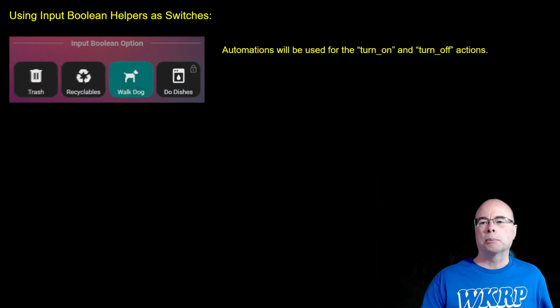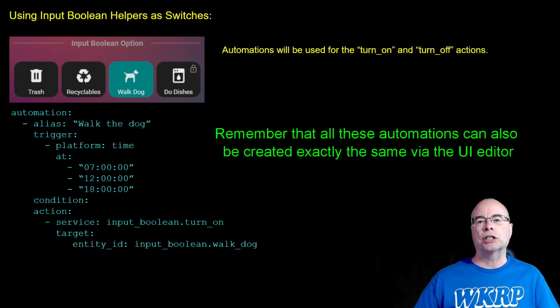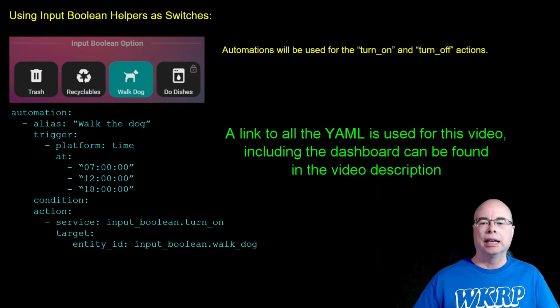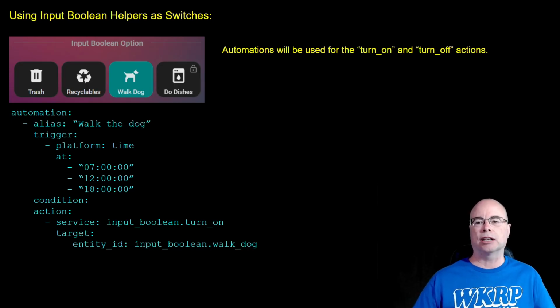And here's another simple example of it's time to walk the dog. In this case, I'm actually keying off of 3 different times of day. So at 7 a.m., noon, and at 6 p.m., it's going to turn this input boolean on. And once again, I could go create an automation to take whatever actions I want, whether that just be a voice announcement, turn on a light, do whatever I want when this input boolean turns from off to on.